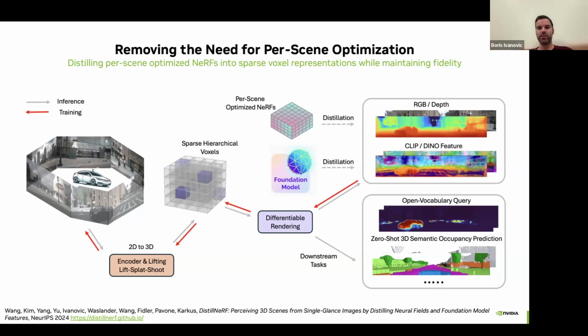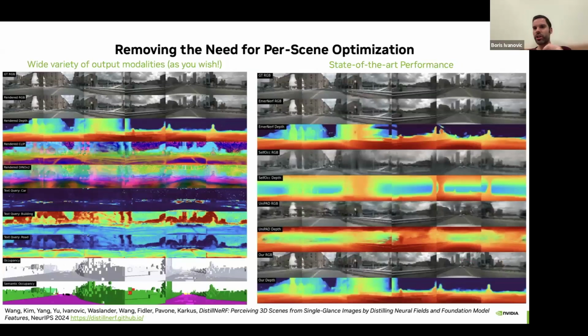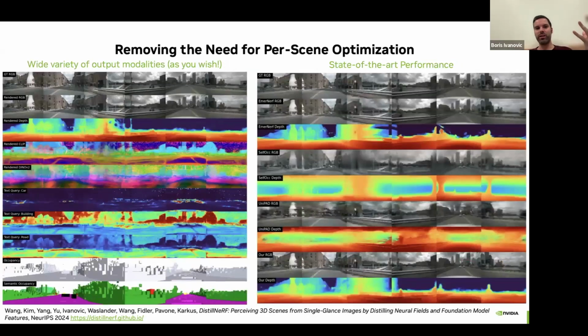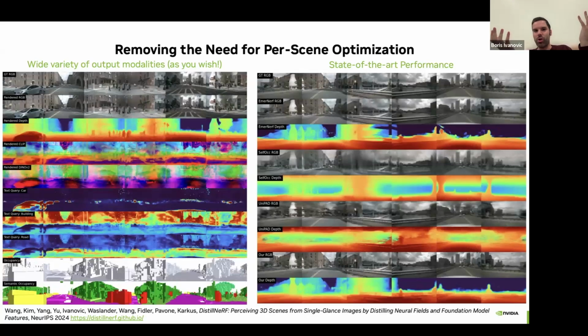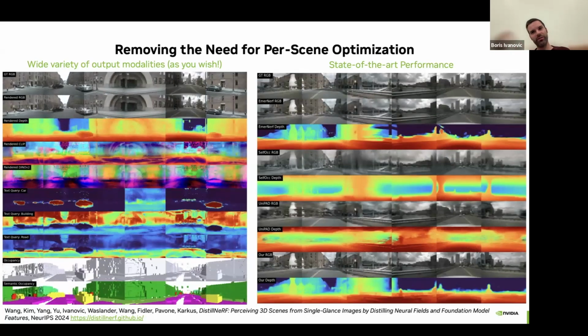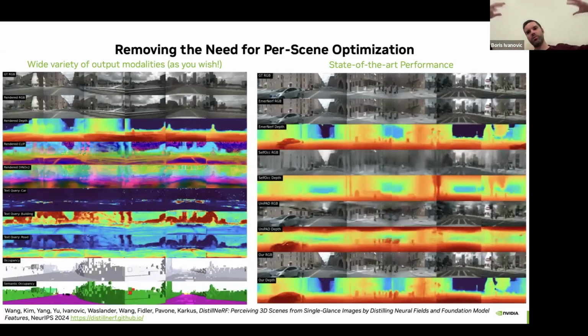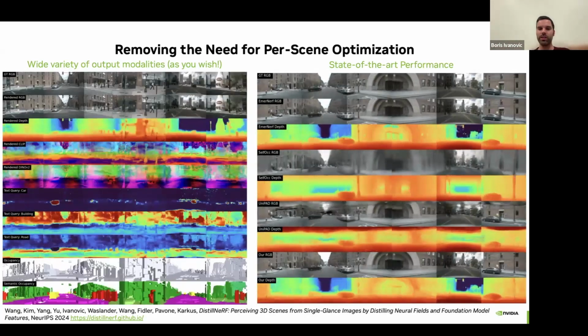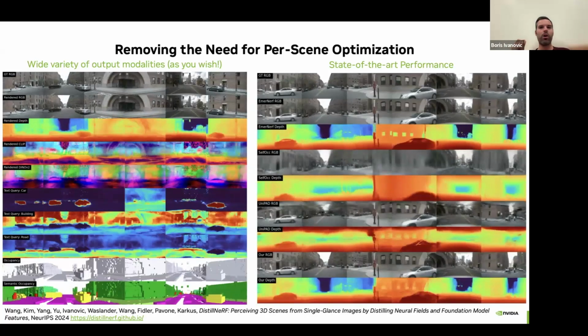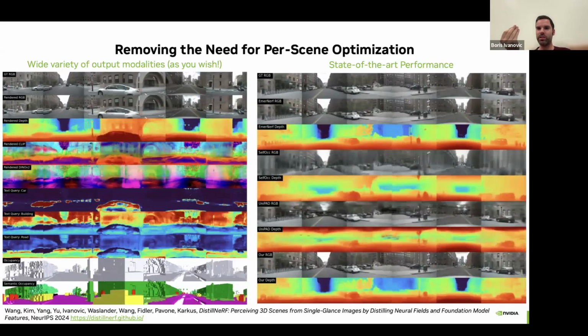And what's really nice about that is when you train this model to reconstruct all those different variety of outputs, like foundation model features or just the RGBs themselves, you're actually able to get a wide variety of output modalities from the model as you already had them before. But now you can do this in a feed-forward manner. And because you are, in essence, distilling from multiple different scenes, this model is actually able to filter out any little artifacts that you typically see when you have a per scene optimized NeRF.